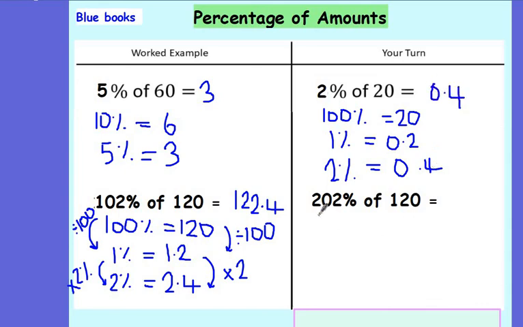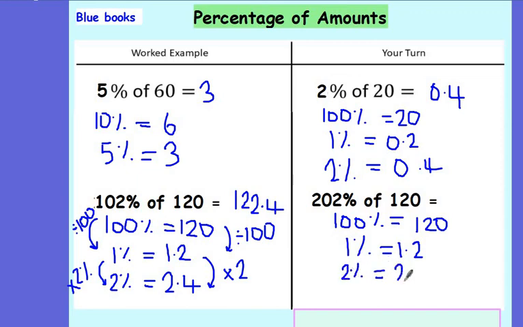I wanted to find 202% of 120. Well, 100% is 120. We know that 1% is 1.2. We know that 2% is 2.4. So to find 202%, we need to add together 100% plus another 100% plus 2%, which would give me 242.4.